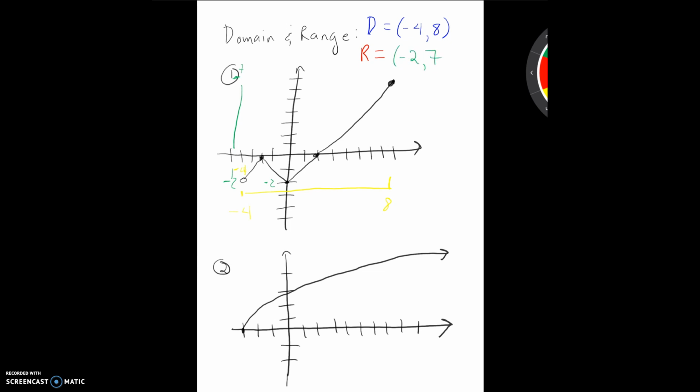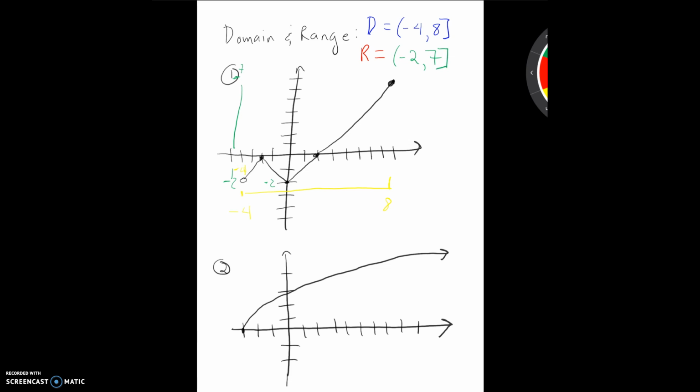Oops, made a mistake over here. Remember that this endpoint 8 on our x-axis is included, so we're going to represent that by using a bracket. And remember that our 7 is included, so we're going to represent that by using a bracket as well. So here's our domain and range of that first function.